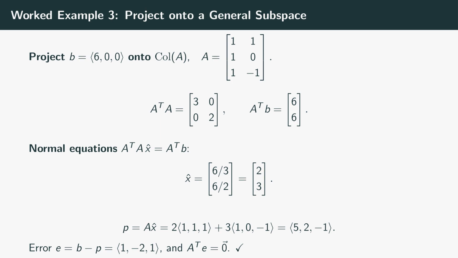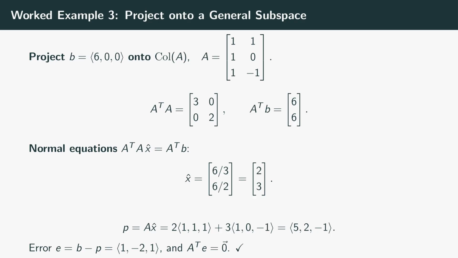Since A transpose A is diagonal, we just divide: 6 over 3 is 2, 6 over 2 is 3. So x hat is (2, 3). The projection is A times x hat, 2 times the first column plus 3 times the second, which gives the vector (5, 2, -1). Finally, the error, B minus P, is (1, -2, 1).